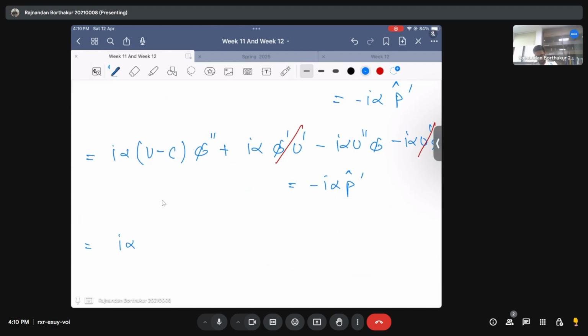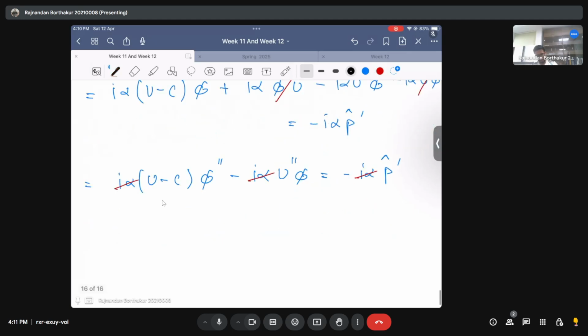Which means I have i alpha (u minus c) phi double prime minus i alpha u double prime phi, and this is equal to minus i alpha p hat prime. And also I can cancel i alpha as well, which means the x momentum equation, when you differentiate this with respect to z, comes out to be (u minus c) phi double prime minus u double prime phi equal to minus p hat prime.